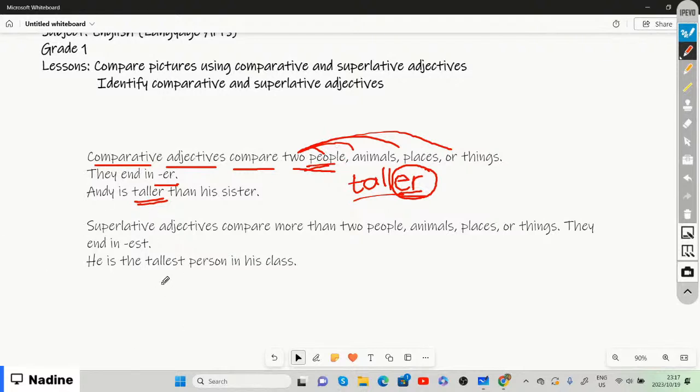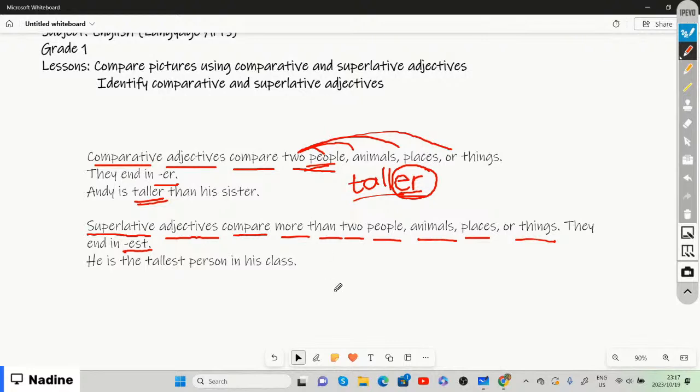Then we have a superlative adjective, right? And a superlative adjective compares more than two people, animals, places, or things. And a superlative adjective usually ends in est.